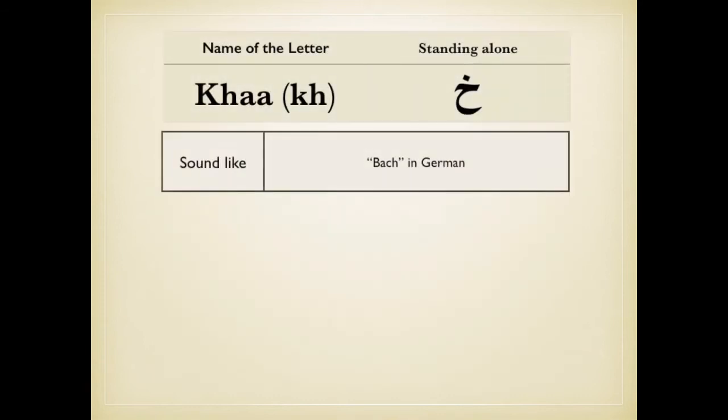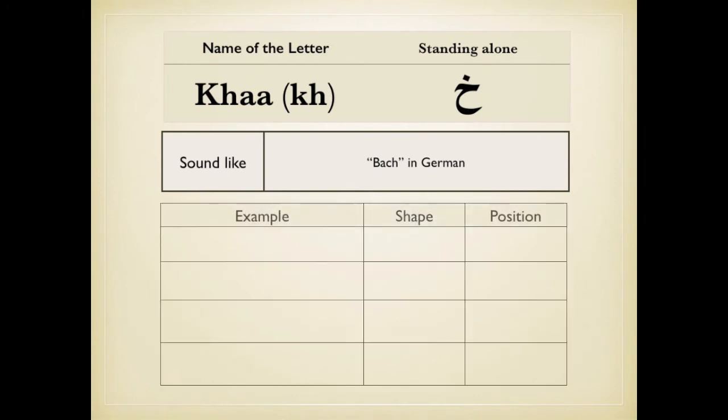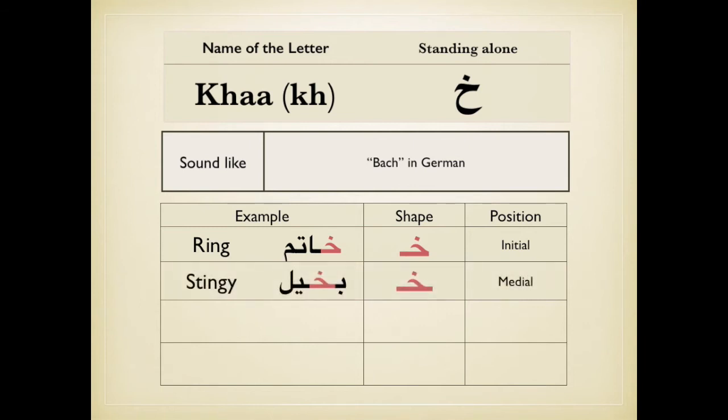Next letter is Khaa. The sound here is like the ch in the German word Bach. The positions: the initial position for Khaa, as you see the shape, and the example is خاتم, ring. The medial position for Khaa, as you see, and the example is بخيل, stingy.